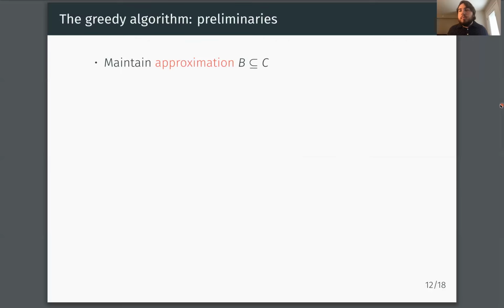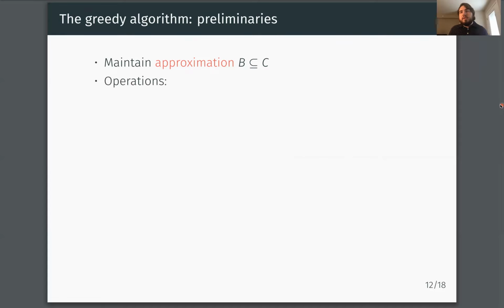So how does this greedy algorithm work? The first thing it's going to do is maintain an approximation of the convex body. I call this the inner approximation, and it's called B. You can think of the inner approximation as the convex hull of all of the queries which fall inside the convex body.